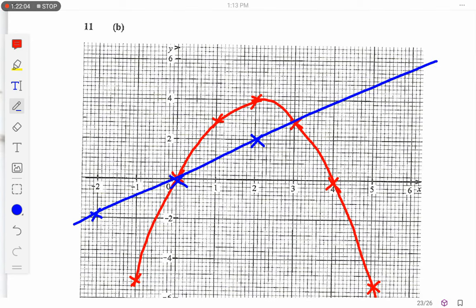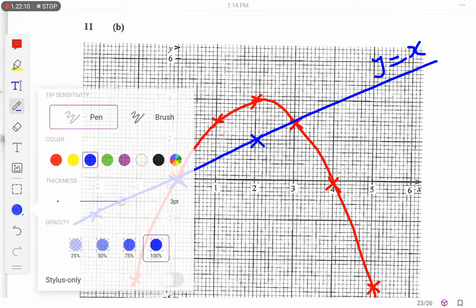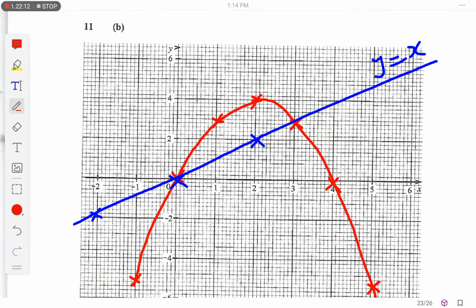Okay, so this is our graph of y = x, and in red that was our graph of y = 4x - x². So you must also learn to label them there. Okay, like that. Fine. Now let's answer the other part of the question.